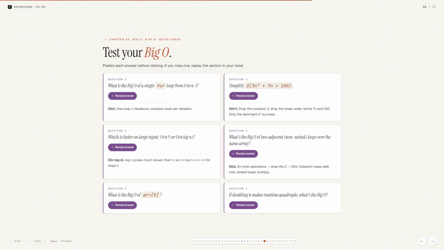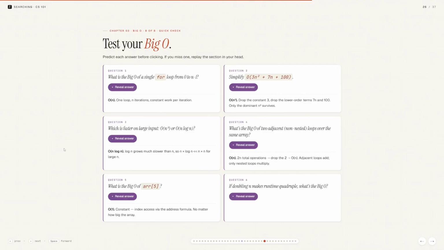Question 5. What is the big O of array index 5? Now, here's what's expected. O of 1, constant. Constant time array access is what we're doing over here because we're simply calling for array index 5. We covered this on slide 6 in our video on arrays.